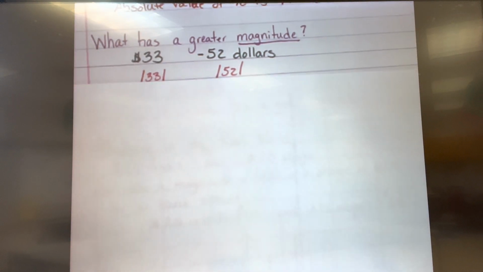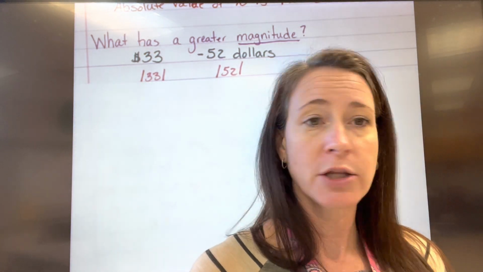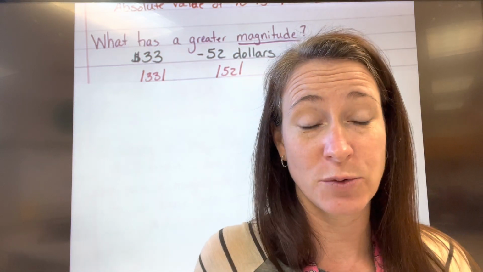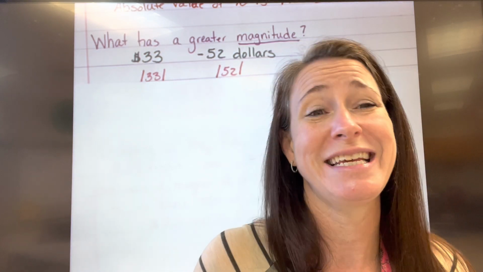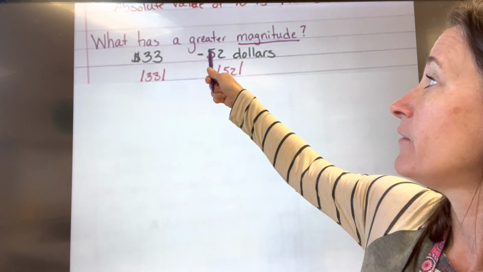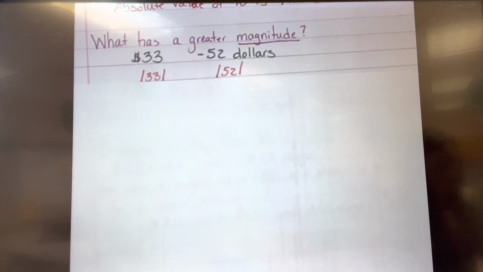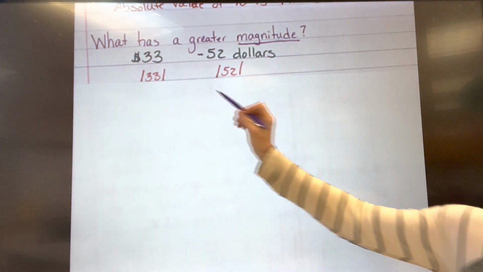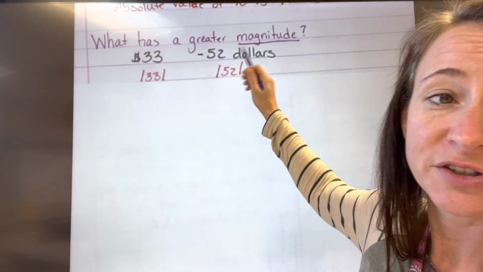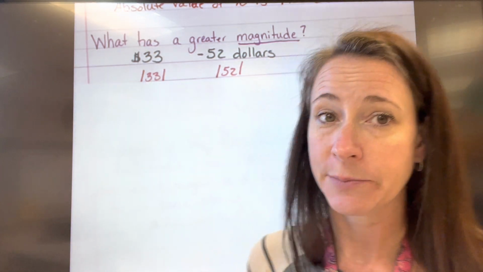You might be asked a question, what has a greater magnitude? So we're not looking for which one is the bigger number, which one is greater than or less than. We're asking about the magnitude, which is the absolute value. So we have $33 and we have -$52. And you can see here I put a dollar sign, so you'll see it written like that. And sometimes you'll see the word dollars after it. So we wanted to show you that.